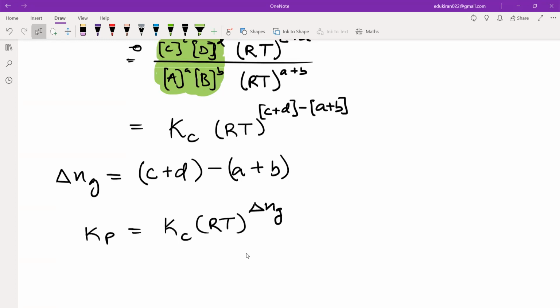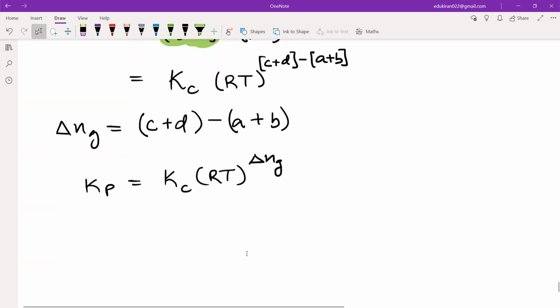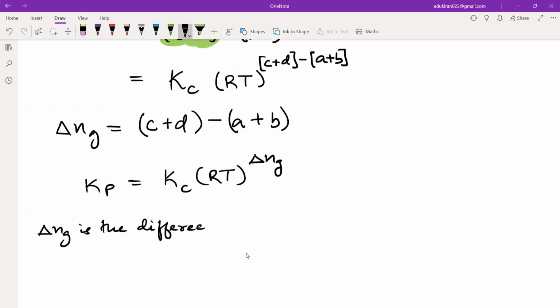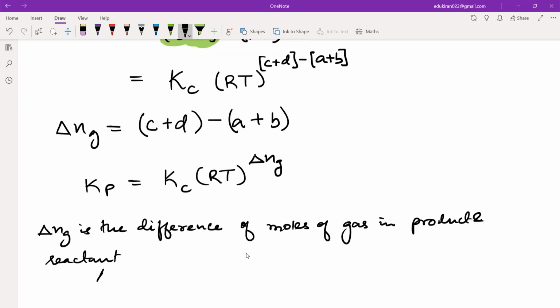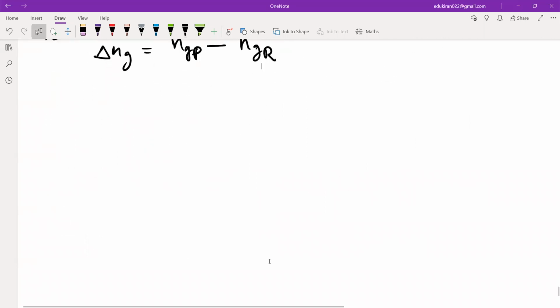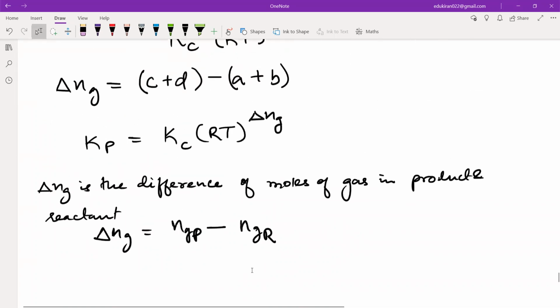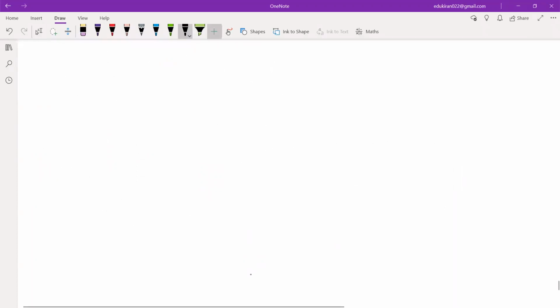And please remember, for gases only. What is delta ng? Delta ng is the difference of moles of gas in products and reactants. Delta ng is equal to number of moles of gas in product minus number of moles of gas in reactant, not the other way around. Okay, so this reaction is there. We can have three types, right? Delta ng can be zero, or it can be greater than zero, or it can be less than zero. It can be positive, negative, or zero.